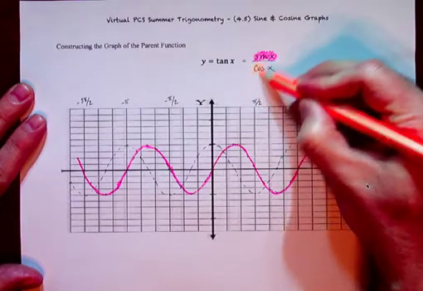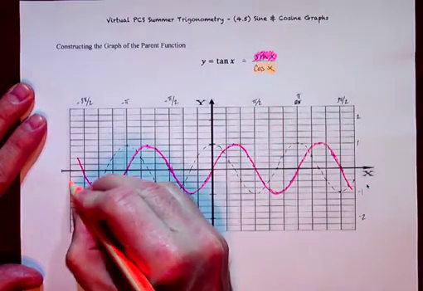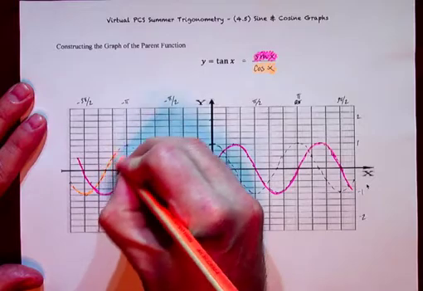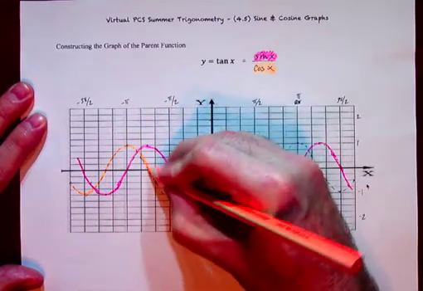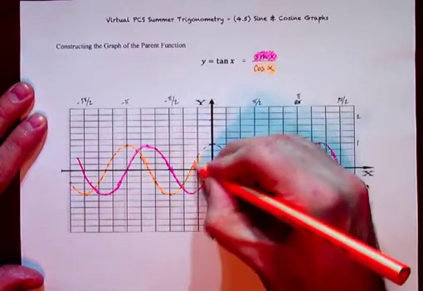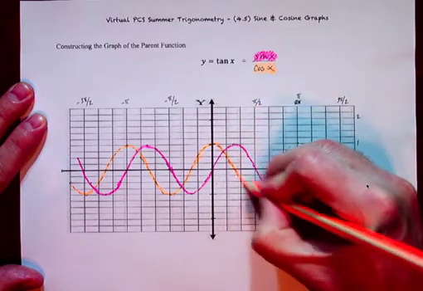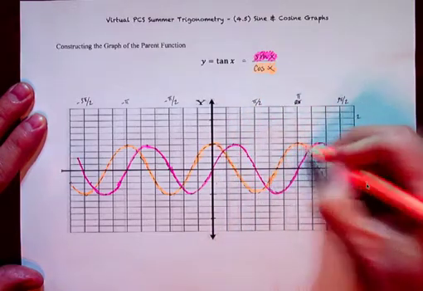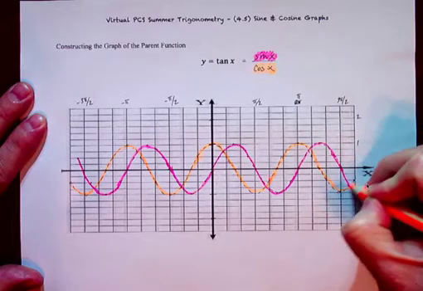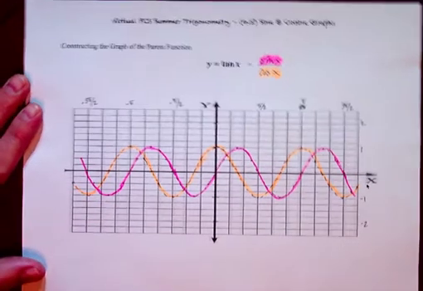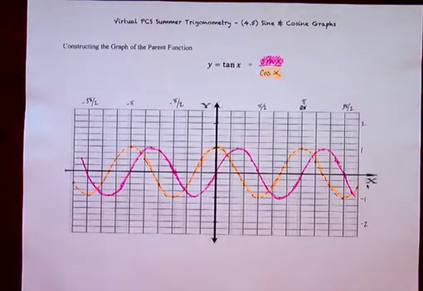Now, cosine we're going to do in this orange. I like to use the green, but the green for some odd reason just does not show up as well on the video. So I will try and use the green sparingly, since these two show up a little bit better.